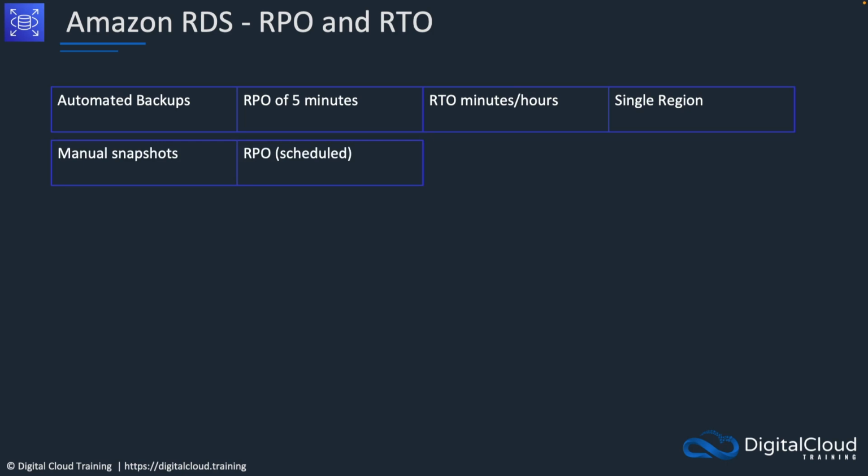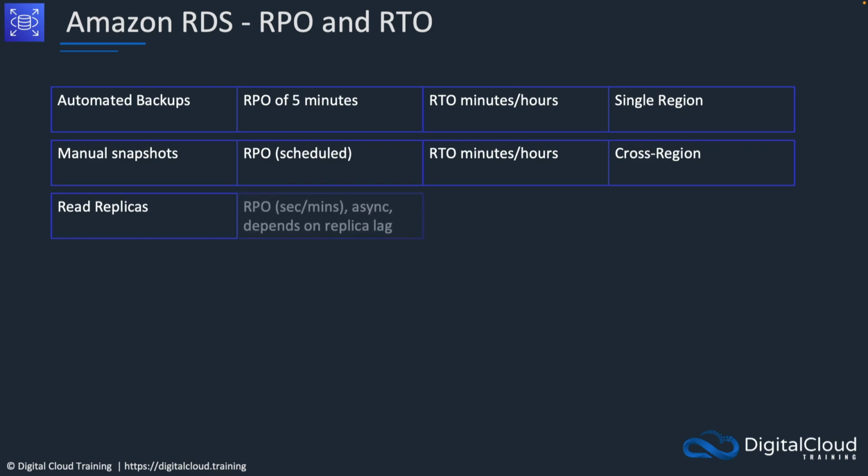So you might be scheduling it, you might be using API actions, for example, from a Lambda function that's scheduled to run on a certain interval. Then the RTO, again, minutes to hours, it depends on the size of the database. These can be cross-region, so you can choose to save that snapshot to a different AWS region.